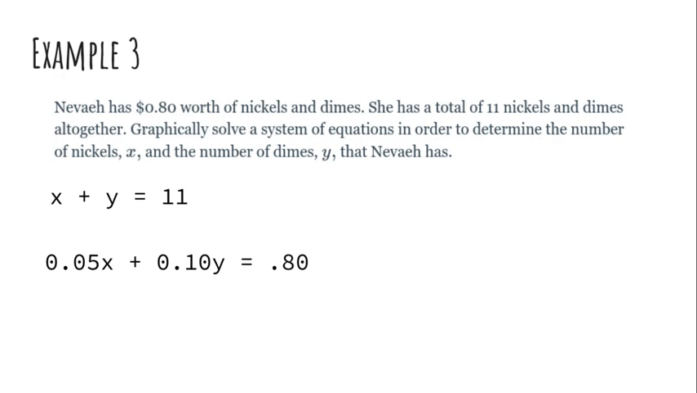So x plus y equals 11. That basically just came from the total of 11 nickels and dimes, right? x is nickels, y is dimes. So if you add them together, you get 11. That one is pretty simple.